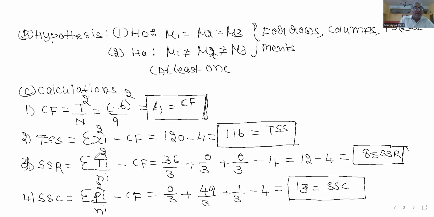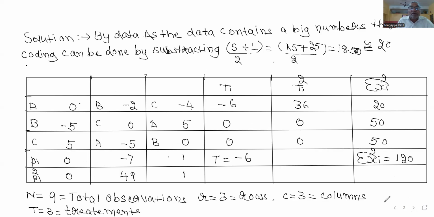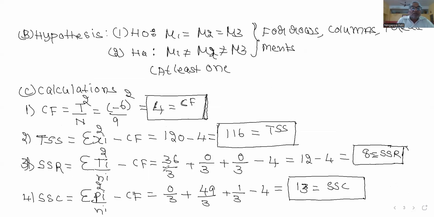Next, SSR equal to sum of Ti square upon Ni minus CF. CF is 4. And this Ti square upon Ni, you can get it from the table. Look here. Ti square. 36 divided by 1, 2, 3 values. 36 divided by 3 plus 0 upon 3 and plus 0 upon 3. You can calculate it here. Look here. 36 upon 3 plus 0 upon 3, and this is 12 you are getting. 12 minus 4, 8. 8 is SSR. You can box it. Very important result.